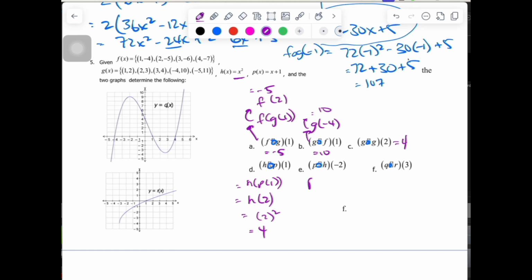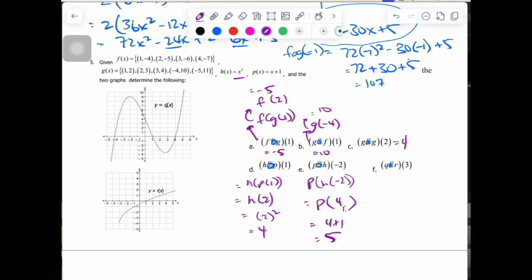Similarly, I go the other direction. p of h of minus 2. If I plug negative 2 not into p but rather into h here, negative 2 squared is a positive 4. And then I get 4 plus 1 is 5.